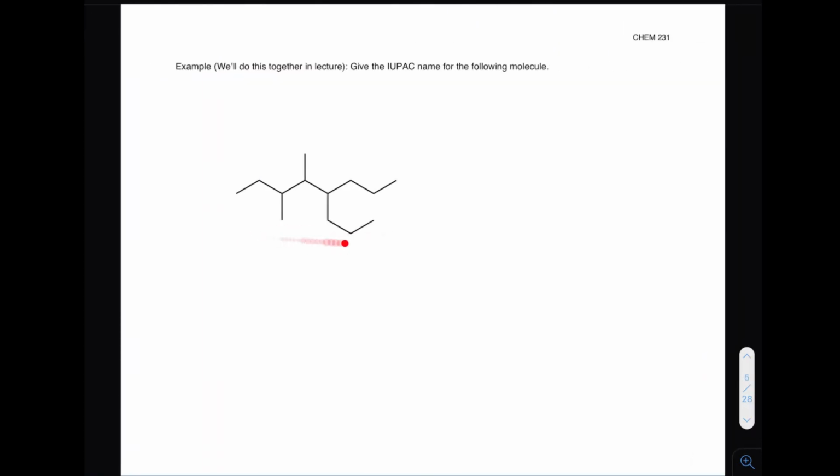So we have this example here, which looks like we have 3 substituents, and we'll go ahead and name this together in lecture, but I encourage you to give it a try, or at the very least, go back and look at the other examples I gave you, erase what you did, and just try and name it again and see if you get the right answer the second time around.